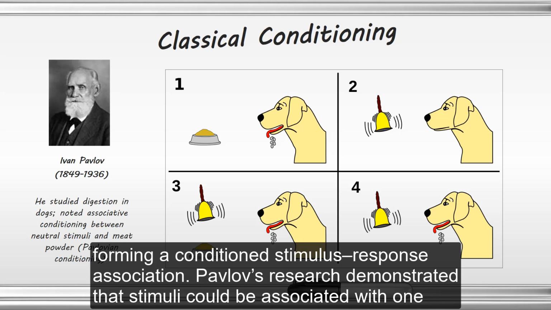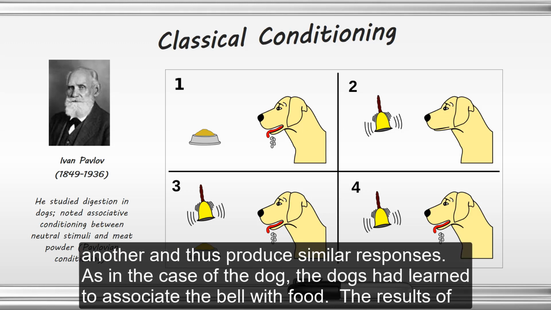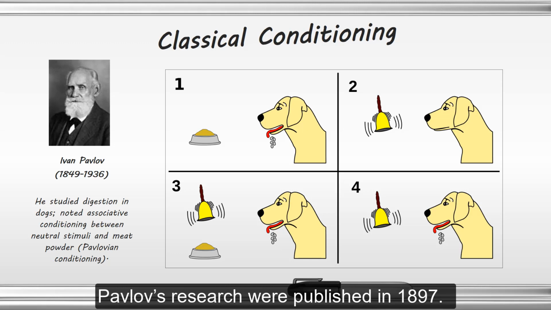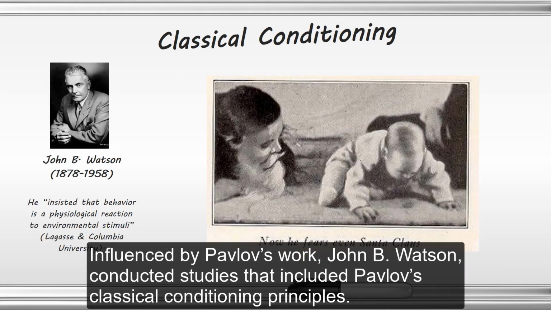Pavlov's research demonstrated that stimuli could be associated with one another and thus produce similar responses. As in the case of the dogs, they had learned to associate the bell with food. The results of Pavlov's research were published in 1897. Influenced by Pavlov's work, John B. Watson conducted studies that included Pavlov's classical conditioning principles.